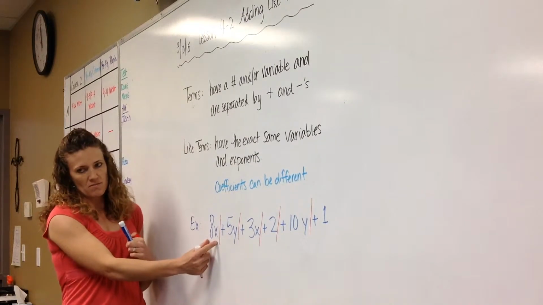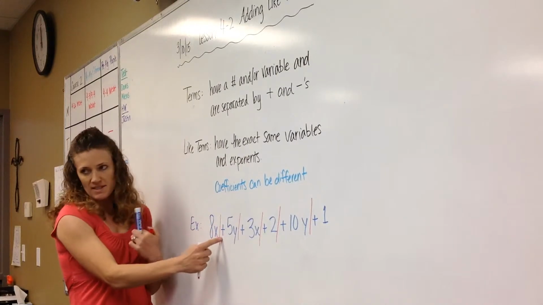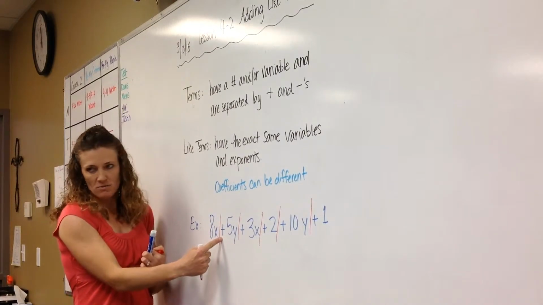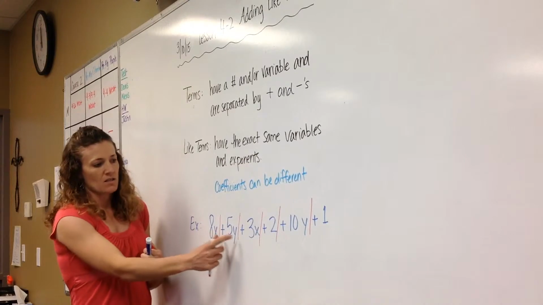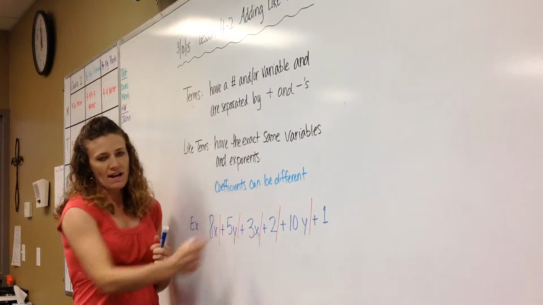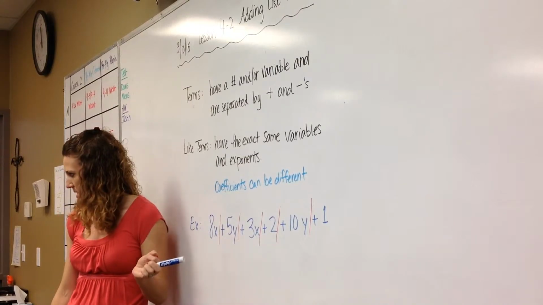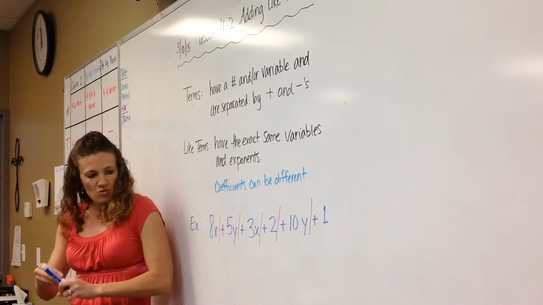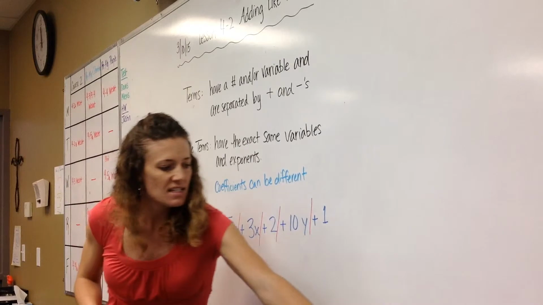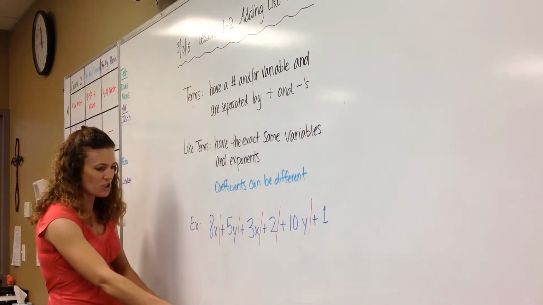Okay, this is one term. The next term starts with a sign. It starts with a plus or minus sign. Okay, so that's how we separate them, right after a variable or a number and before the next sign. Does that make sense?